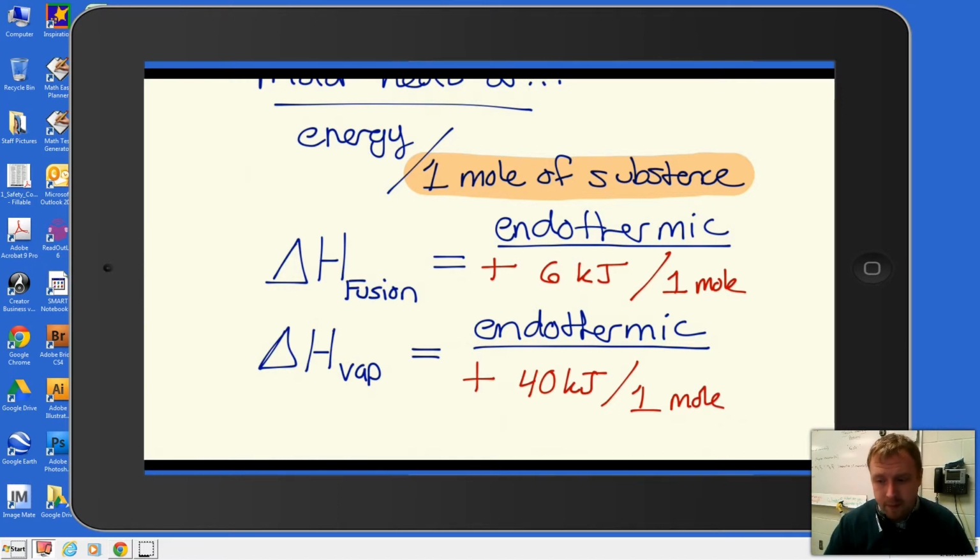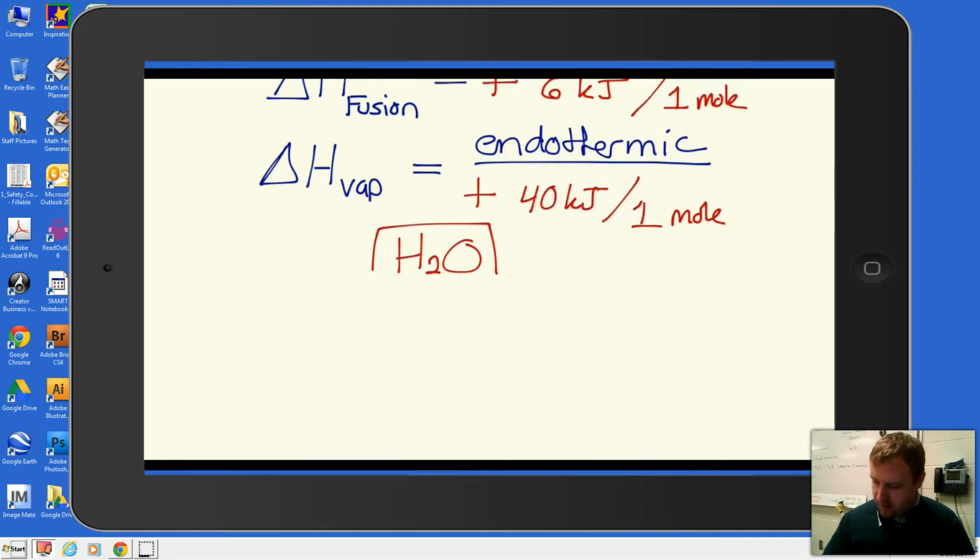Okay? Now, if we wanted to use this information in a calculation, just so you know, these values here are for H2O. That's a very important clarification that I probably should have made sooner. It's important, if we're going to use these in a calculation, to know how to use them. So let's look at 3 examples here of how to use these in a calculation.